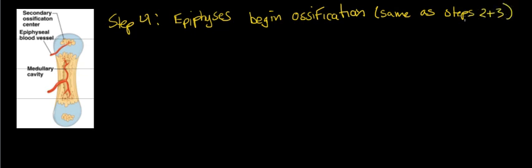Step 4 is the repeating of steps 2 and 3, but within the epiphysis area. So step 4, we've got epiphyses, plural, both ends, begin ossification. Same as steps 2 and 3. And also we have elongation of the diaphysis, or shaft.